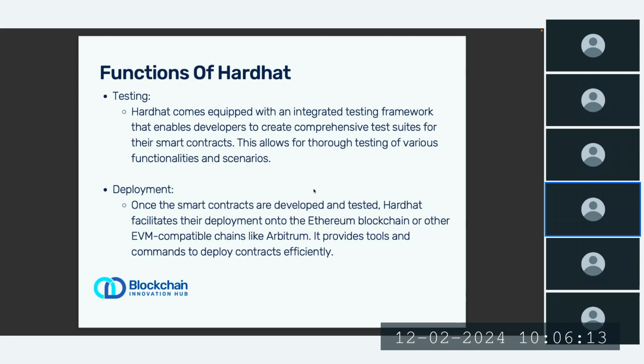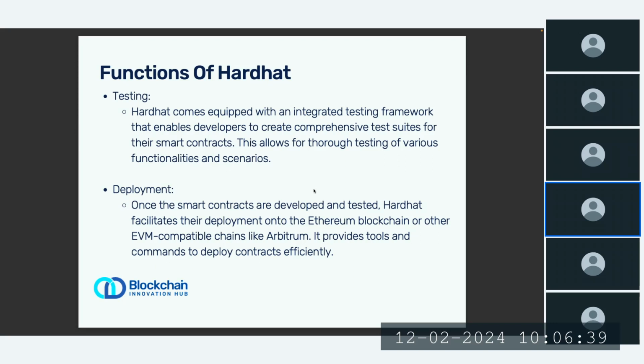Another functionality of Hardhat is deployment. Once the smart contracts are developed and tested, Hardhat facilitates their deployment onto the Ethereum blockchain or other EVM, that is Ethereum Virtual Machine, compatible chains like Arbitrum. It provides tools and commands to deploy contracts efficiently.